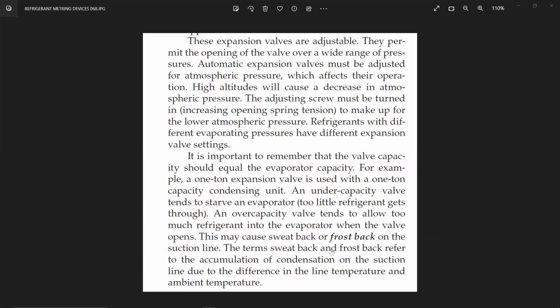This term sweatback and the frostback refer to the accumulation of condensation on the suction line due to the difference between the line temperature and ambient temperature. So instantly it starts frosting on the suction line.